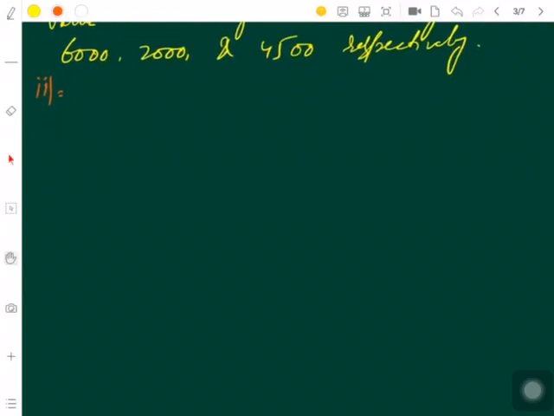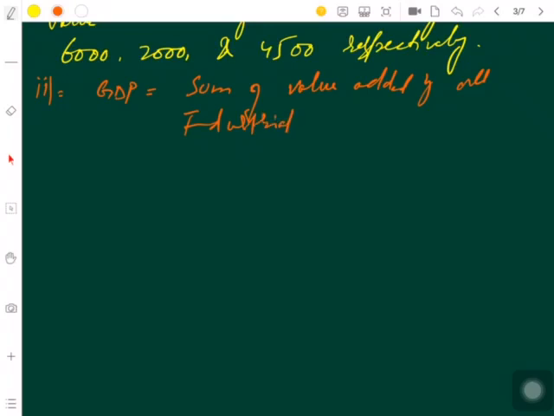So GDP is equal to the sum of value added by all industrial units, industrial sectors or industries, whatsoever you like to write here. That will be equal to, we can find it from the table which we just did, or we can calculate it, 12,550. Again a very simple thing.